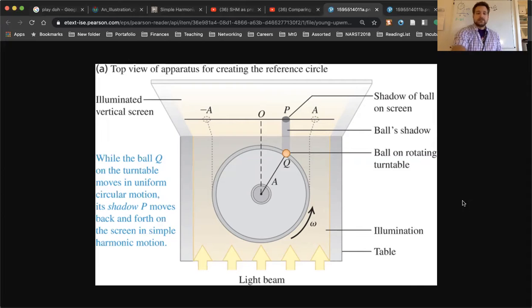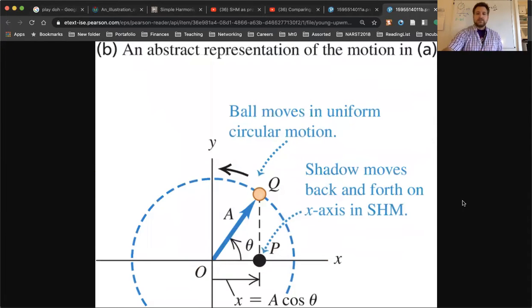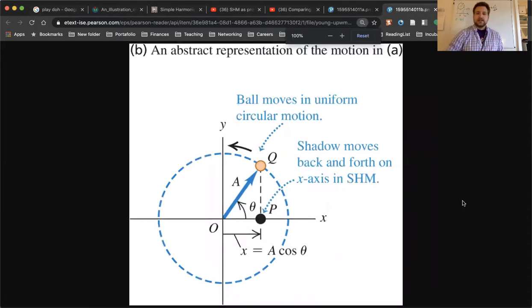What that means is that we've got a ball moving in circular motion, and the shadow is the x coordinate. And they've got the equation there written for it, a, where a is the radius of that circle, times cosine of theta. And that's where I'll stop sharing the screen for now. I'll come back to another image in a second.